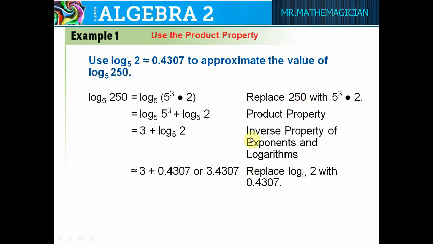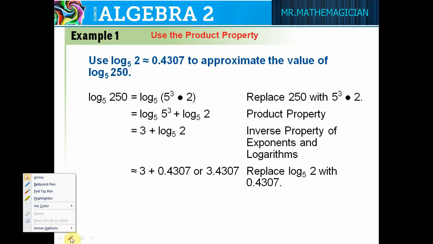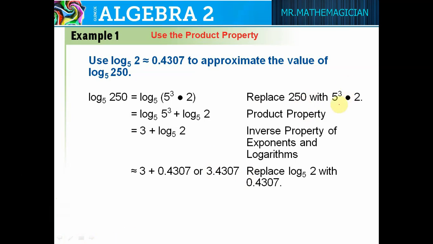Now, if you don't want to use your calculator to discover that really 250 can be written as 5 to the power of 3 times 2, you can do it by prime factoring. Let's take 250 and do the prime factoring. I'll start by dividing by 2. This will be 125. Then divide by 5 gives you 25. Divide by 5 again gives you 5. Divide by 5 gives you 1.